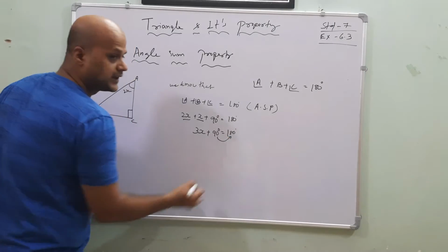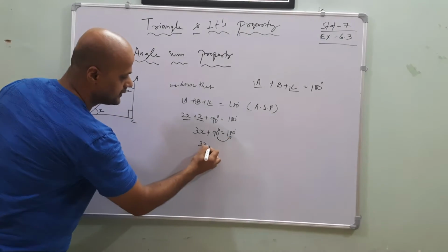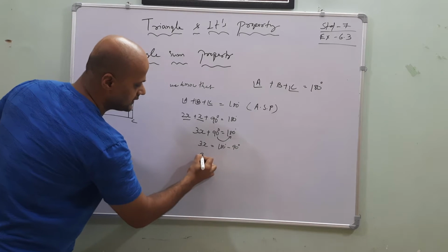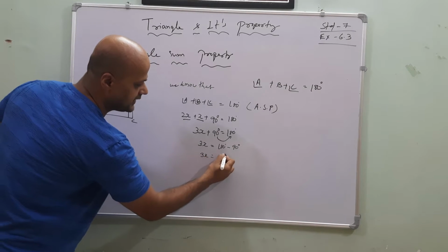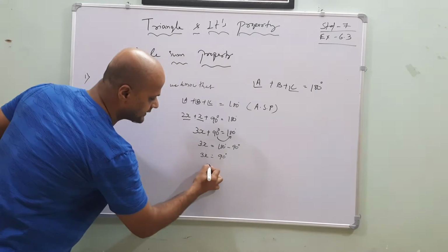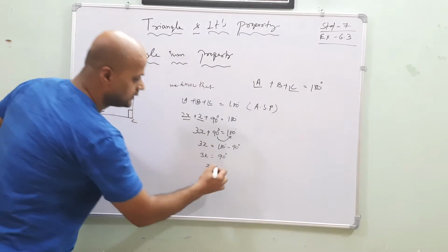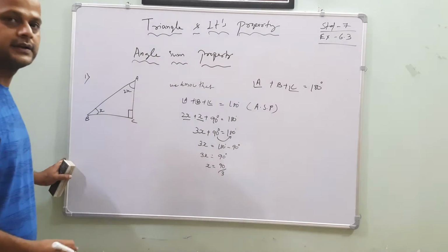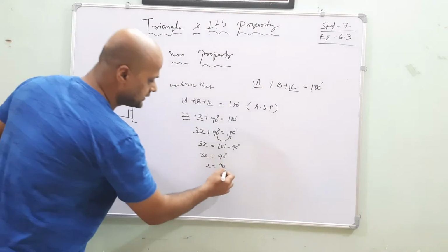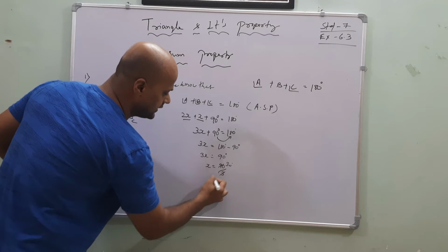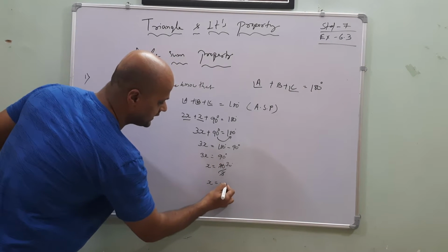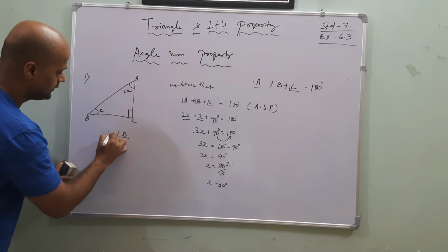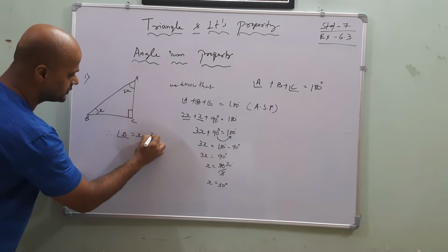Now this 90 will go to the other side and be subtracted. 3x is equal to 180 degrees minus 90 degrees. Then 3x is how much? It is 90 degrees. Now what is the value of x? The value of x is 90 divided by 3. It comes to 30 degrees. So x is equal to 30 degrees. Therefore angle B is equal to x, which is 30 degrees.